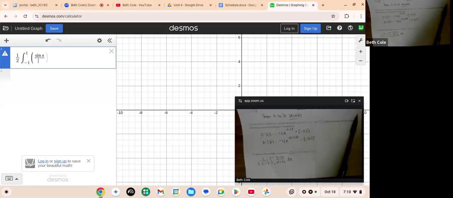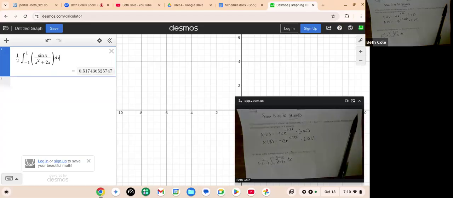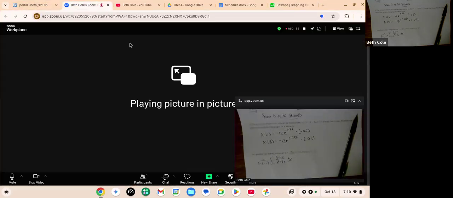Oops. x squared plus 2x. I know this is super fun to just watch your teacher type this in. dx. All right, and then there's your answer. You need 3 decimal points, 0.517.